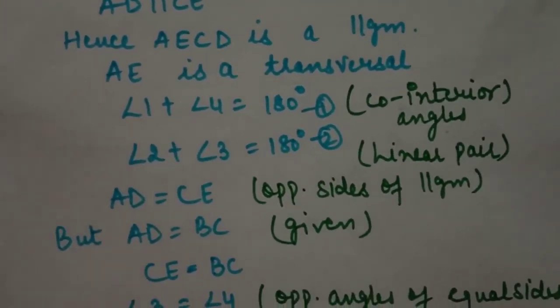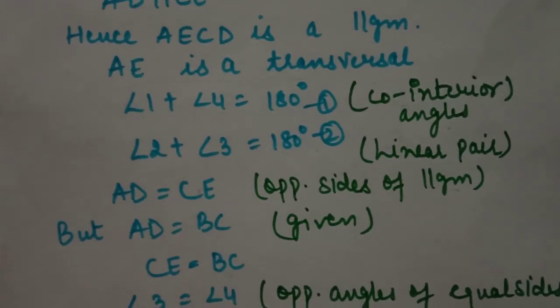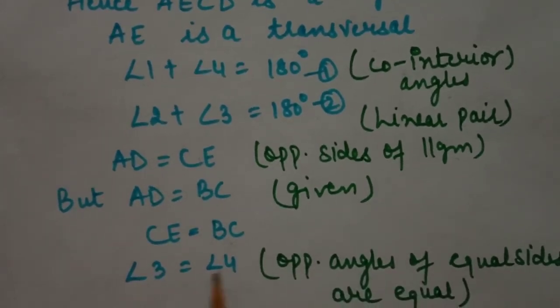From equations 1 and 2, AD is equal to CE, opposite sides of a parallelogram, but it is given that AD is equal to BC. So BC and CE are also equal to each other. If BC and CE are equal to each other, then their base angles are also equal to each other.